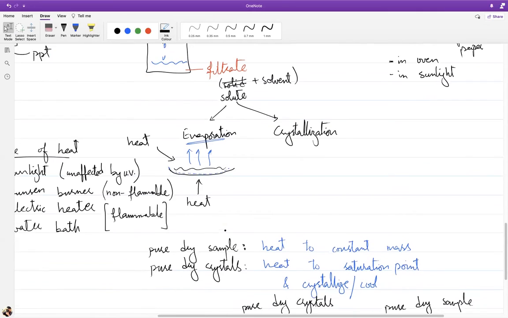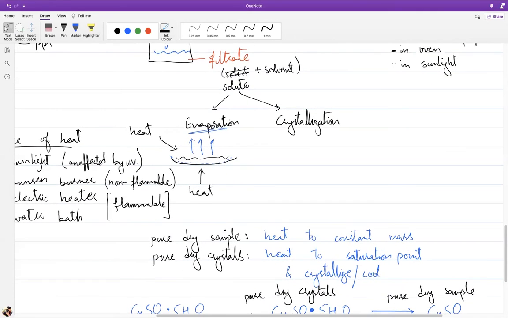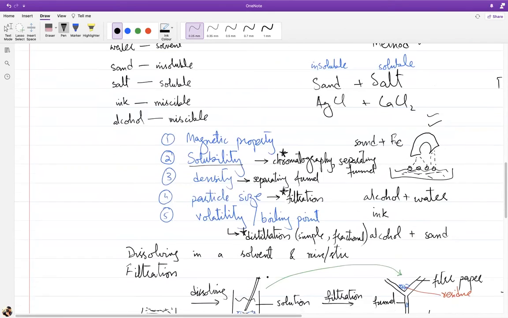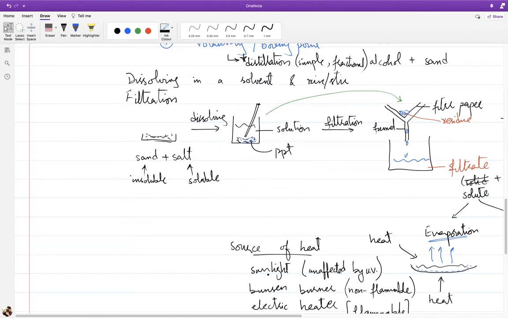Then I'll say, because I want pure dry crystals, remember, pure dry crystals. So I'll say heat to saturation point and cool. And that means we are going to stop here at the level when we still have water of crystallization. But let's suppose the examiner says, we want to collect pure dry sample of this salt.